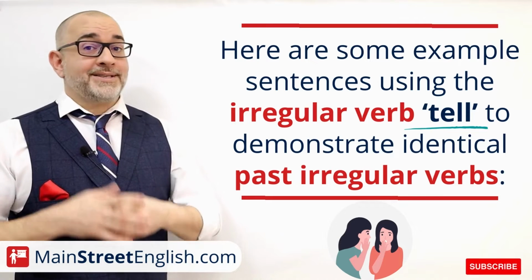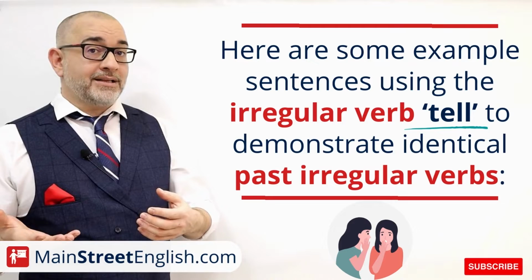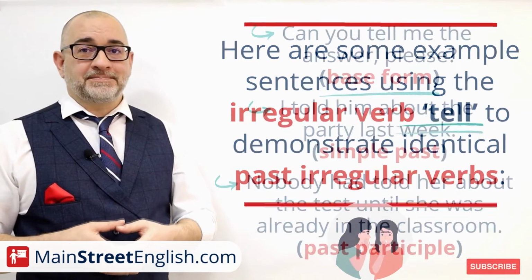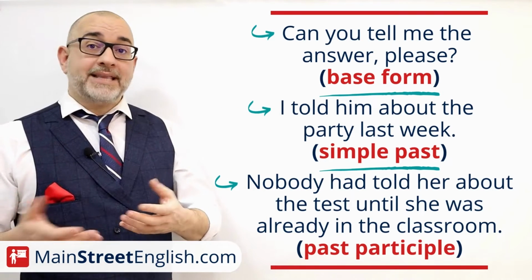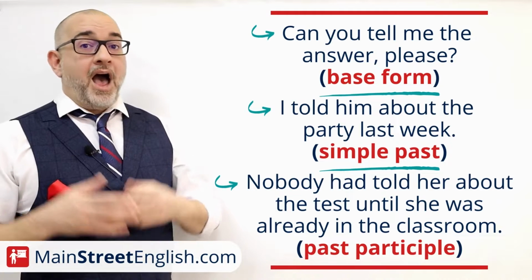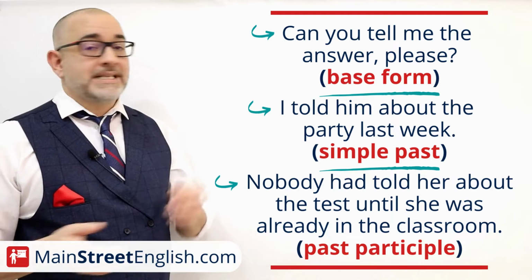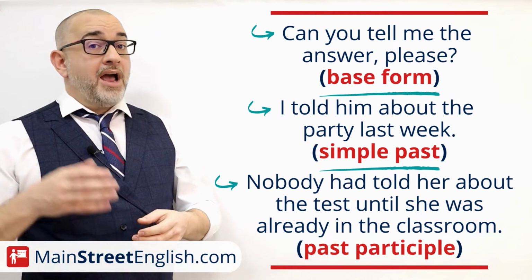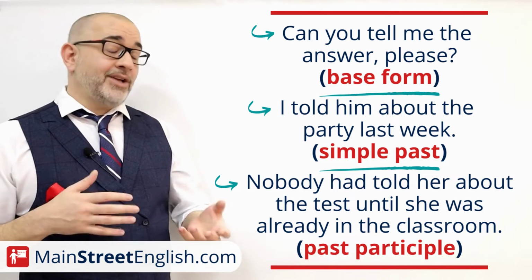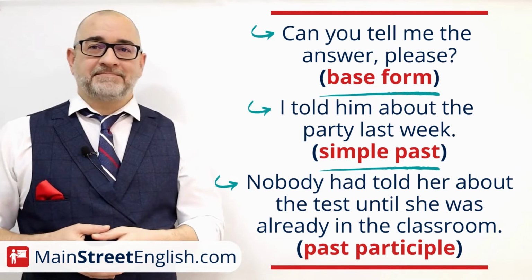And here are some example sentences using the irregular verb tell to demonstrate identical past irregular verbs. Can you tell me the answer, please? Base form. I told him about the party last week. Simple past. Nobody had told her about the test until she was already in the classroom. Past participle.